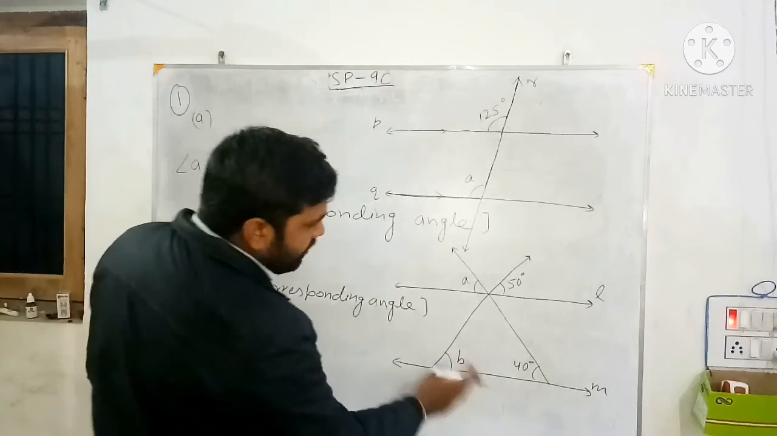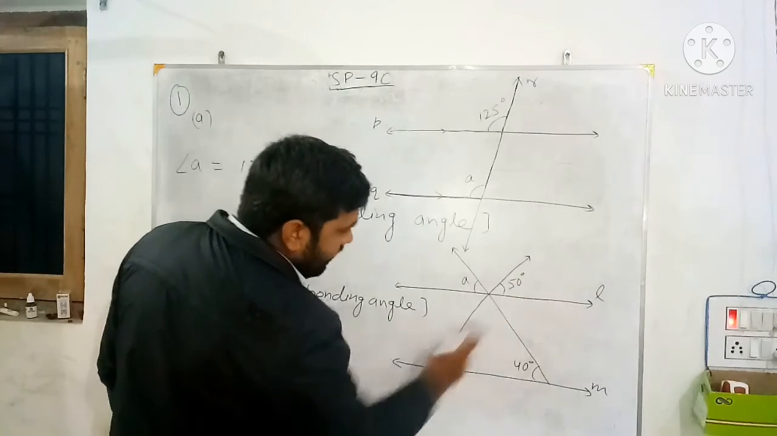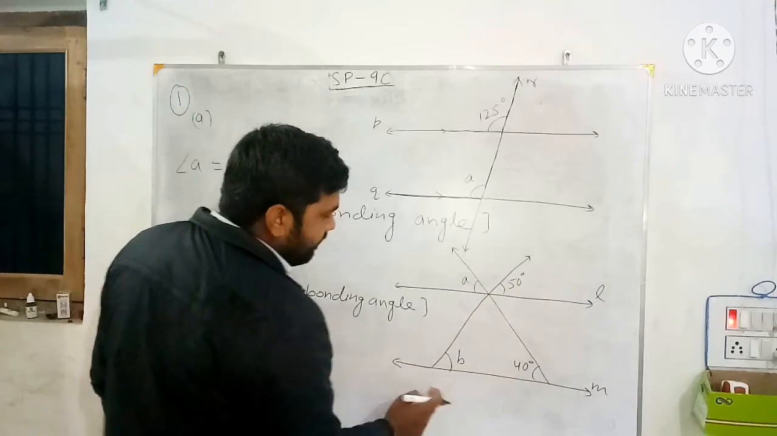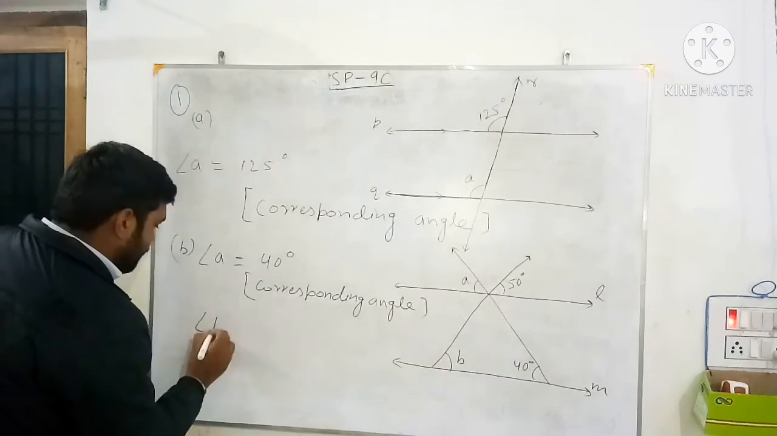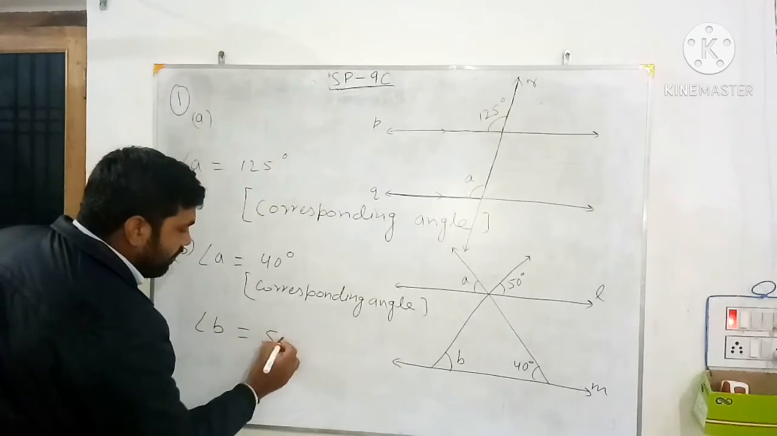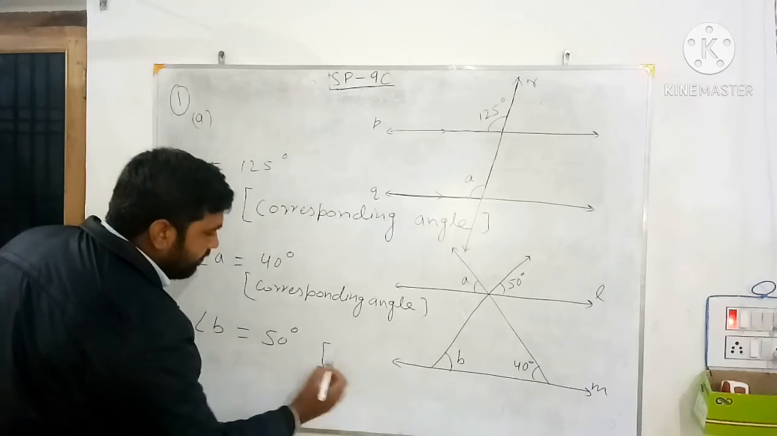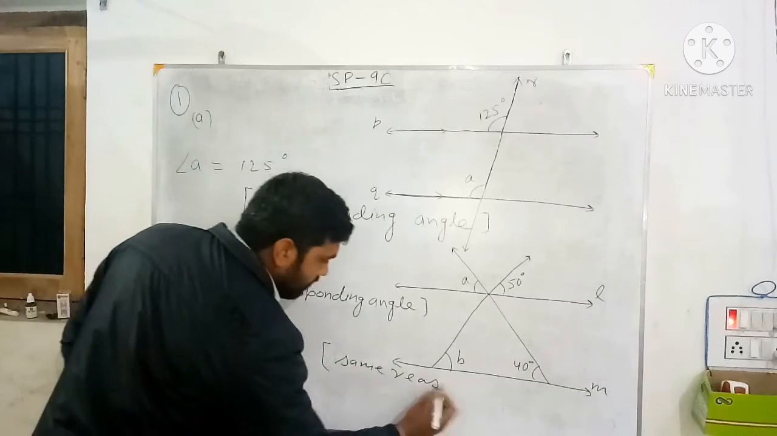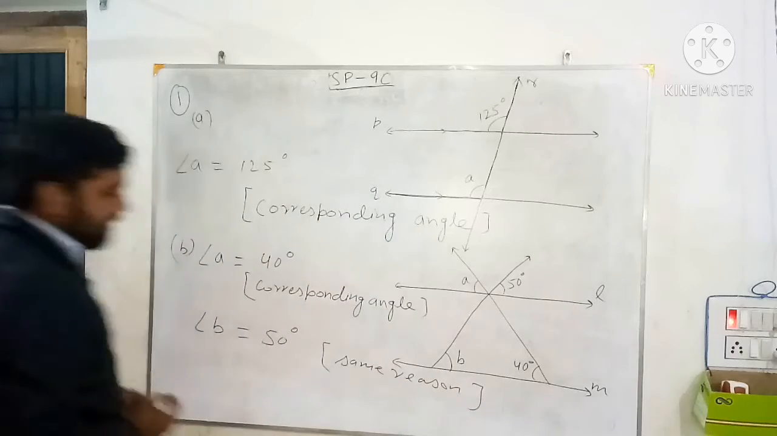Now angle B is also a corresponding angle. Letter F. B is inside the parallel lines and 50 degrees is outside the parallel lines. Similarly, angle B is also 50 degrees. Reason same. You put that it is the corresponding angle.